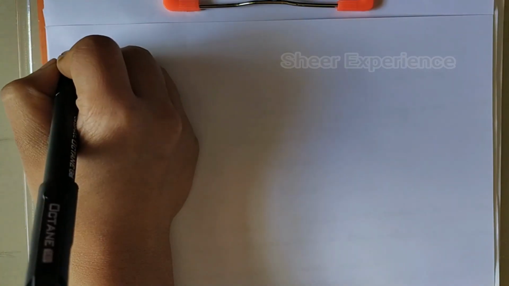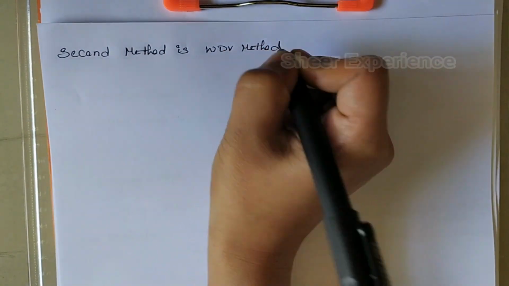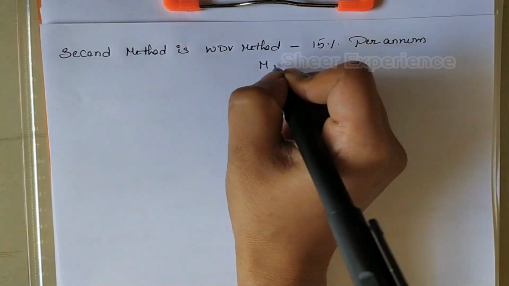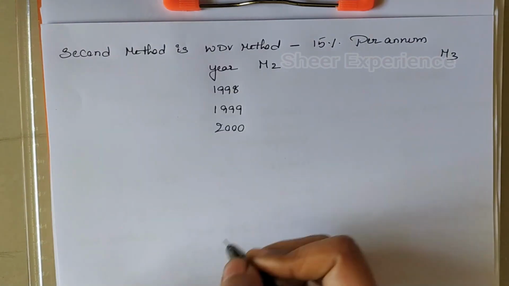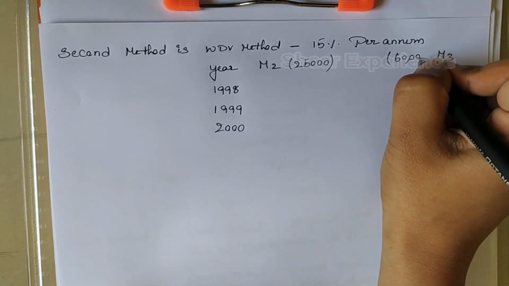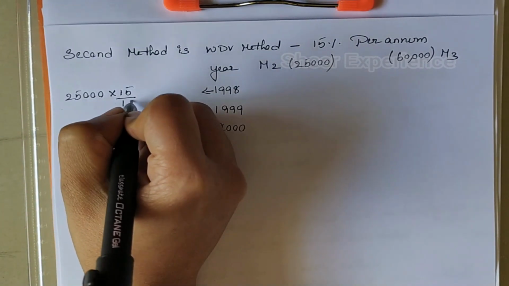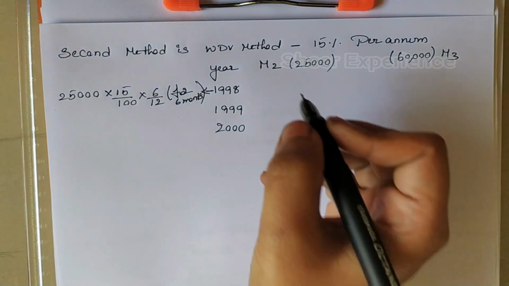Now we will calculate depreciation on Machine 2 and Machine 3 using the second method, that is the WDV method, which is nothing but the written down value method, and the rate of depreciation is 15% per annum. Cost of Machine 2 is 25,000 and Machine 3 is 60,000. Depreciation for the first year, that is for 1998 on Machine 2, is 25,000 into 15 by 100 into 6 by 12, which comes to 1,875.